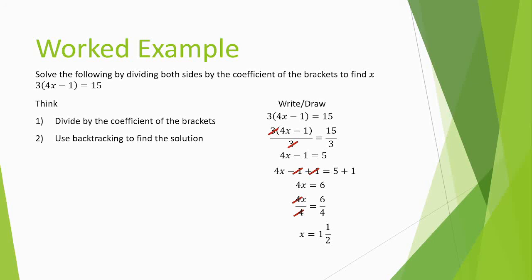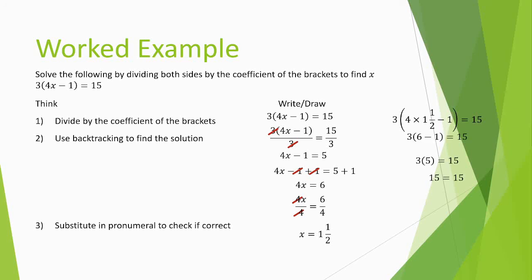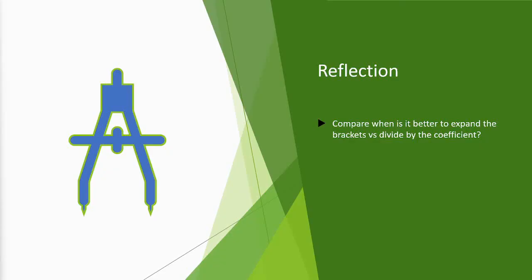Now we can substitute that back into our original equation. And again, we can type it in our calculator, or we can go through the steps and work out both sides are the same. So we know that x equals 1.5. For our reflection, we need to compare when it is better to expand the brackets versus dividing by that term at the front or that coefficient.